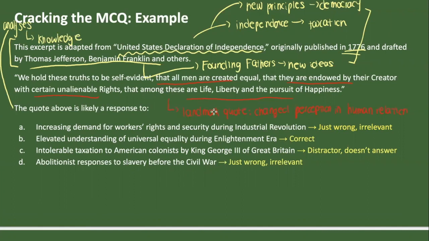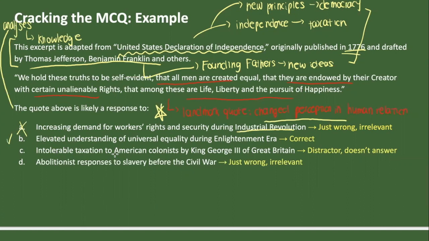So let's go to the answer choices. A, increasing demand for workers' rights and security during the Industrial Revolution. Historically this was correct, but this is out of context. So this is just a wrong choice. B, elevated understanding of universal equality during the Enlightenment era. It sounds similar to the understanding of the excerpt here, that there was a changed perception in human relations. So maybe.